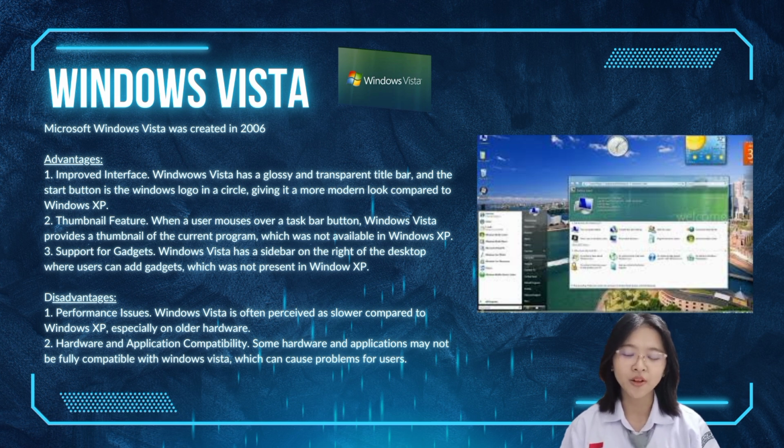2. Thumbnail feature. When a user mouses over a taskbar button, Windows Vista provides a thumbnail of the current program, which was not available in Windows XP. 3. Support for gadgets. Windows Vista has a sidebar on the right of the desktop where users can add gadgets, which was not present in Windows XP.